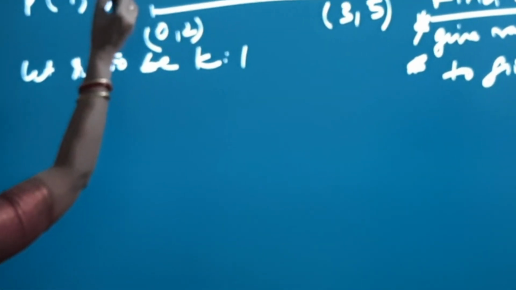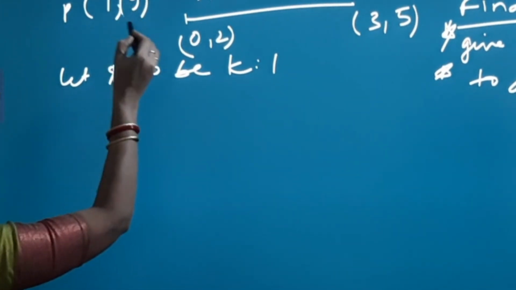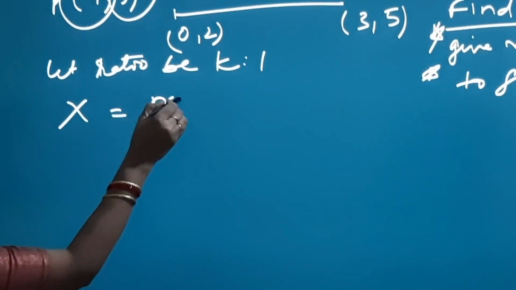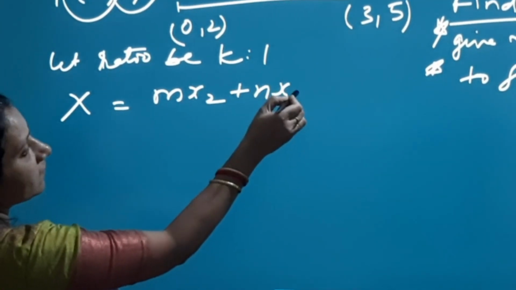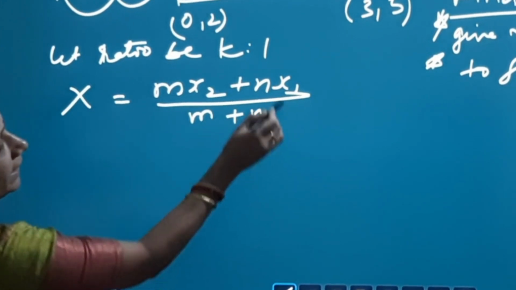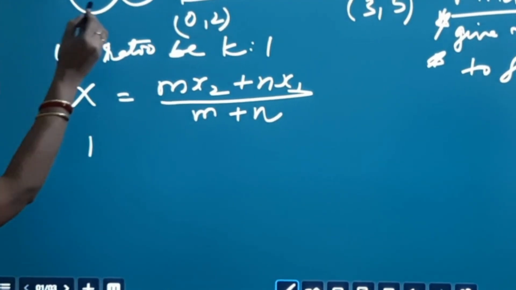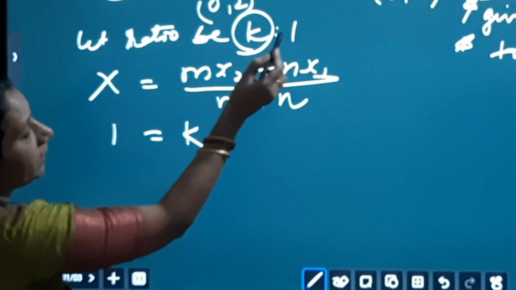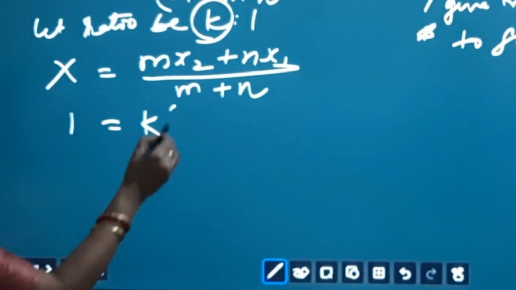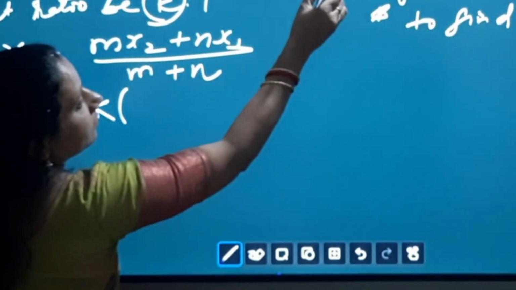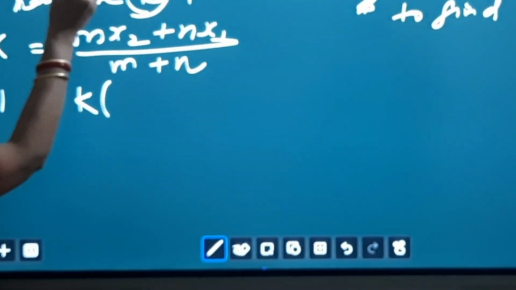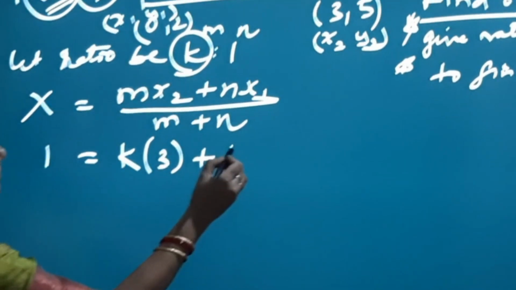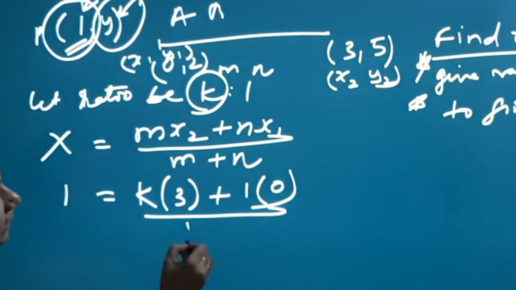As I gave the section formula, whenever there is a ratio, here y is unknown and k is unknown, so we should not go with the y formula. We are going to start out with the x formula. Capital X is (m x2 plus n x1) whole divided by (m plus n). Now capital X is 1 from the given point. M is the ratio we need to find, so we considered m to be k. This is m and this is n. x2 is 3 and x1 is 0.